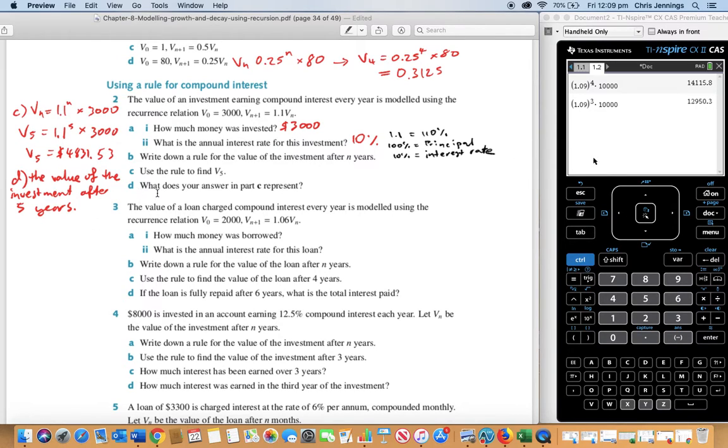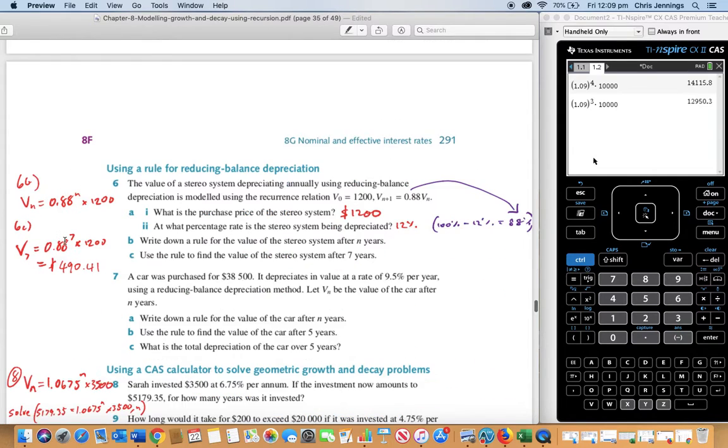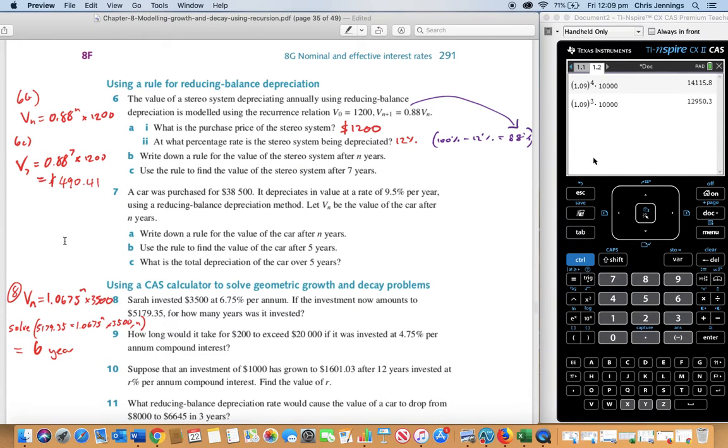And part D, what does your answer in part C represent? It represents the value of the investment after 5 years. They just want you to tell us what that 5 means. And it's as simple as that. And I've got a couple more questions I want to show you.